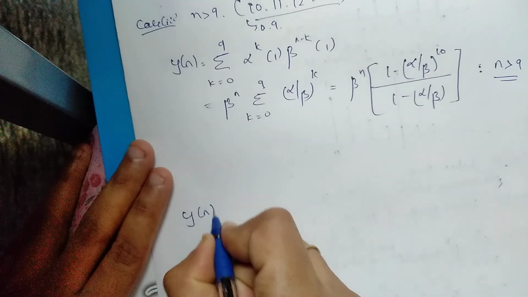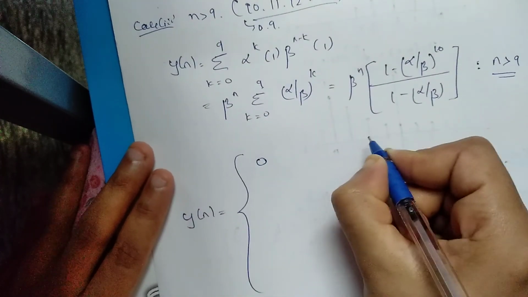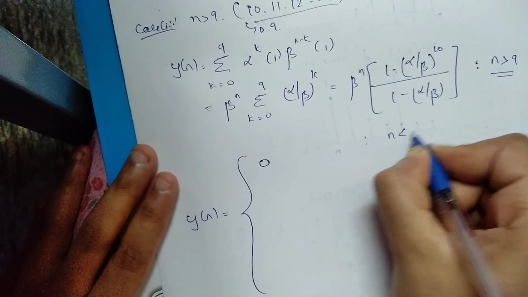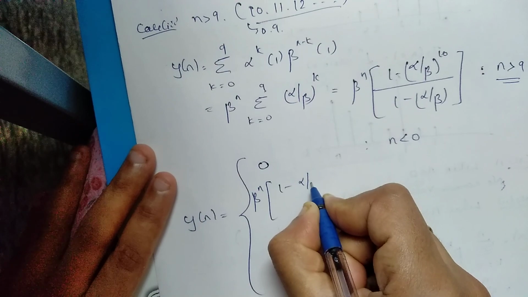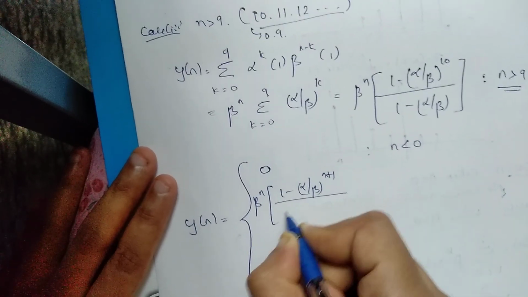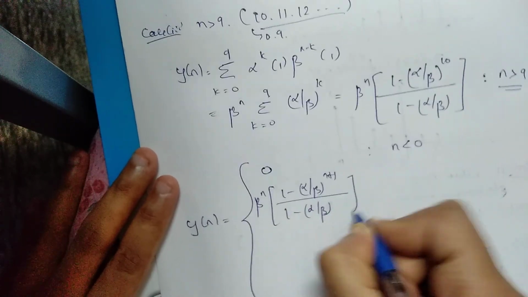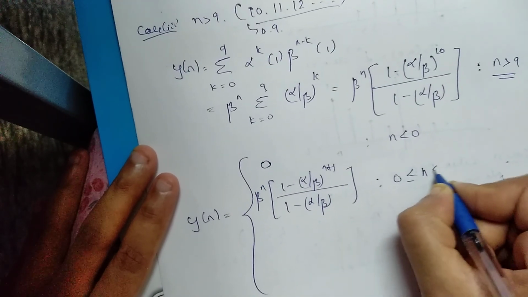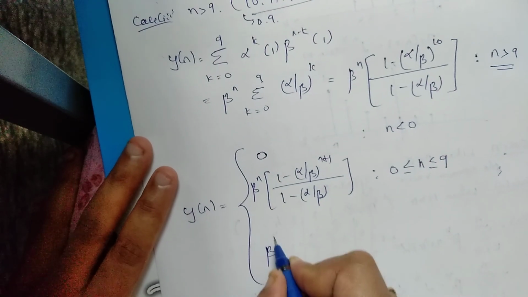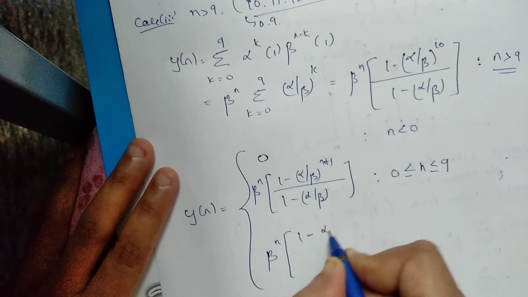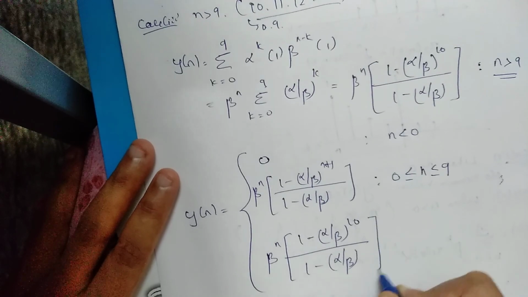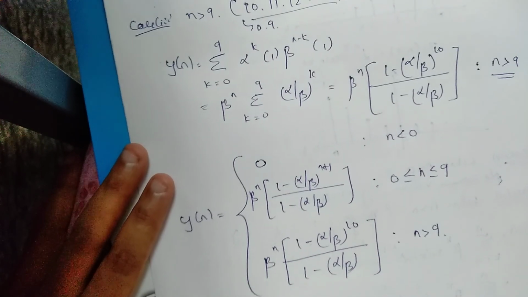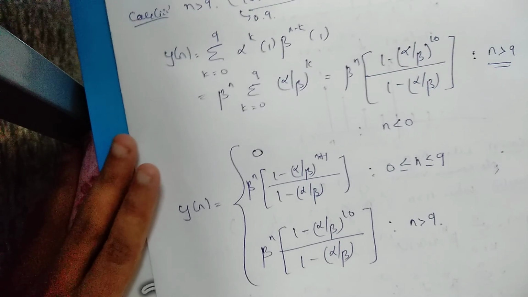So we can summarize the values of y of n here. So final y of n is 0 for n less than 0, and it is beta to the power of n into 1 minus alpha by beta to the power of n plus 1 divided by 1 minus alpha by beta for n in between 0 and 9. Similarly, this value is beta to the power of n into 1 minus alpha by beta whole to the power of 10 divided by 1 minus alpha by beta for n greater than 9. So these are the values of y of n.